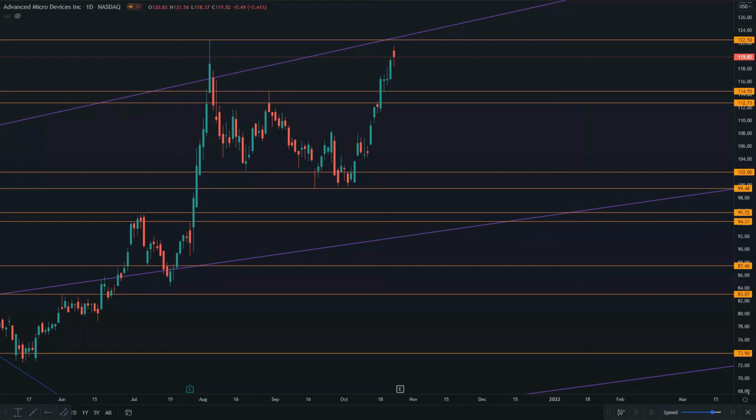Personally, I would wait until after its upcoming earnings before I made a decision, because earnings can be very unpredictable, even for the most predictable stocks. Regardless of the earnings for the stock, I would expect it to fall back to at least the 114 to 112 support levels. And that's assuming that it doesn't blast through these resistance levels like it did on its last earnings.